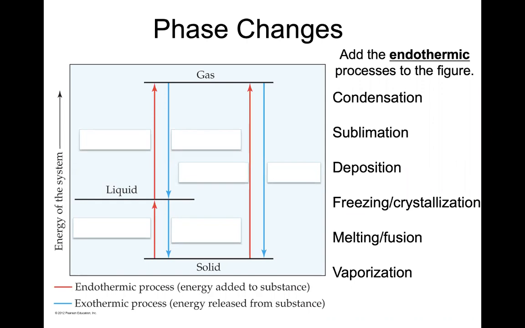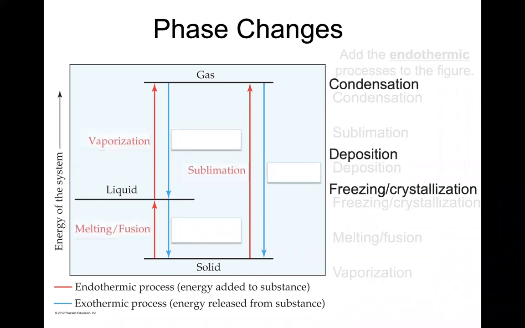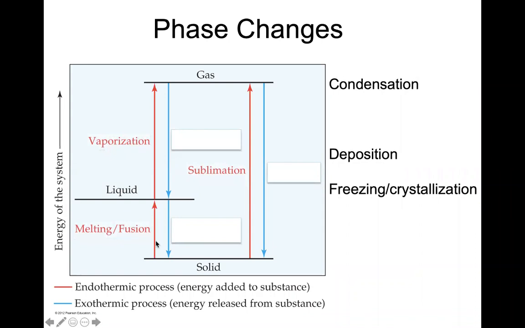And when I say add them to the figure, what I'm really saying is we need to know the names of the different phase changes. We need to know that when you go from a solid to the liquid, that will either be called melting or fusion. Both of those are used interchangeably. To go from the liquid to the gas, that's called vaporization.